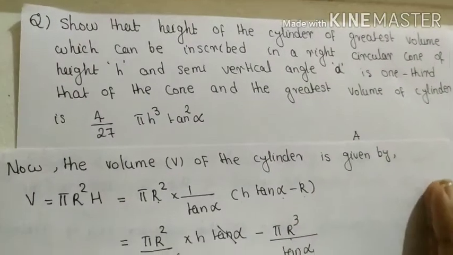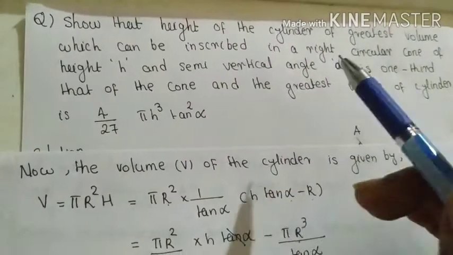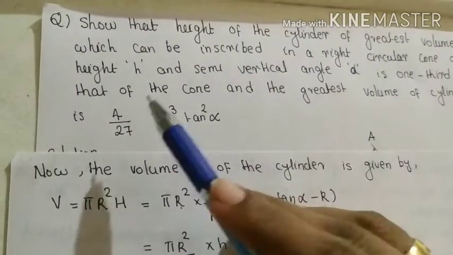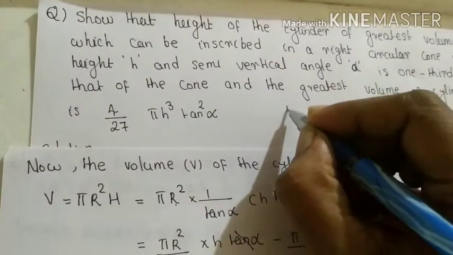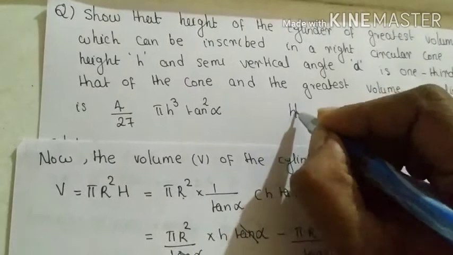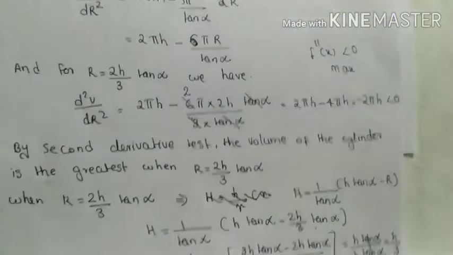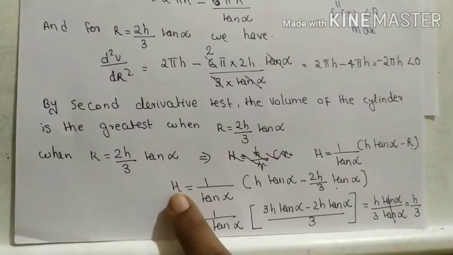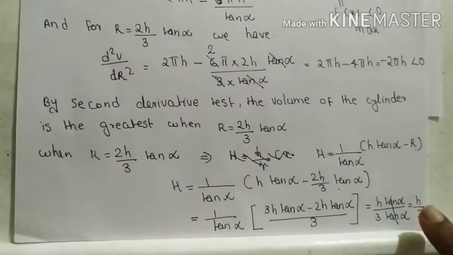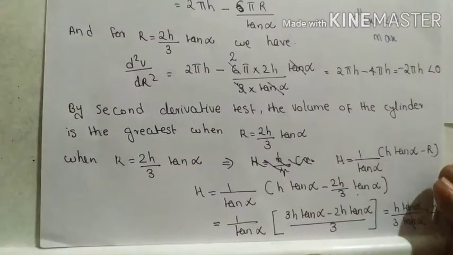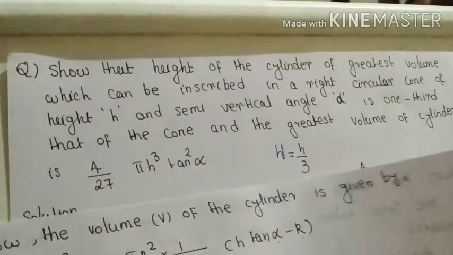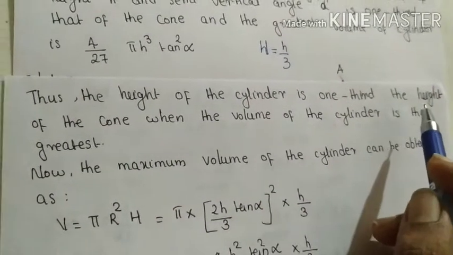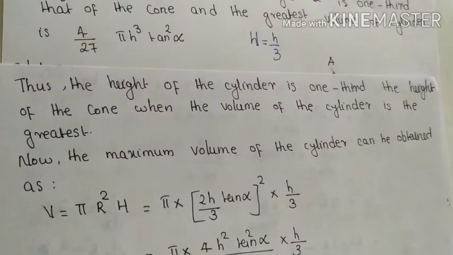In this question, first we need to show that the height of the cylinder is 1/3 of that of the cone, that is, capital H equals h by 3. Now we have shown that the height of the cylinder is equal to H by 3. Next we need to find the greatest volume. So the height of the cylinder is 1/3 the height of the cone when the volume of the cylinder is greatest.